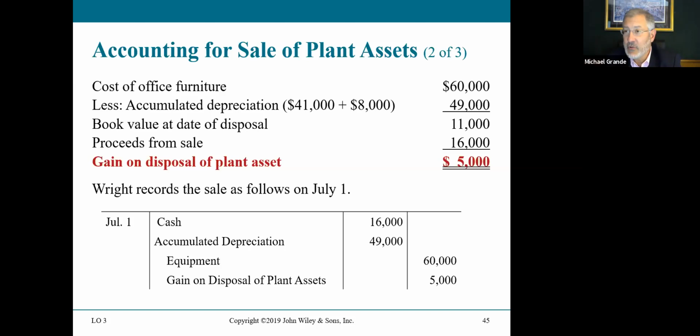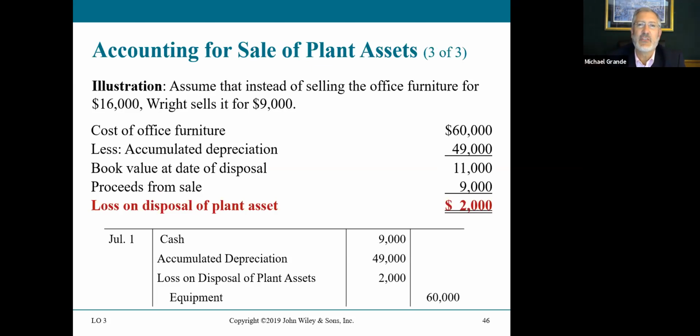You need to remove the old asset. The asset has a normal debit balance. To decrease an asset, you need to credit it for its original cost. To make the entry balance, to agree with the gain calculation above, your debits have to equal your credits. Gain on sale is like a revenue account. You increase a revenue account with a credit.